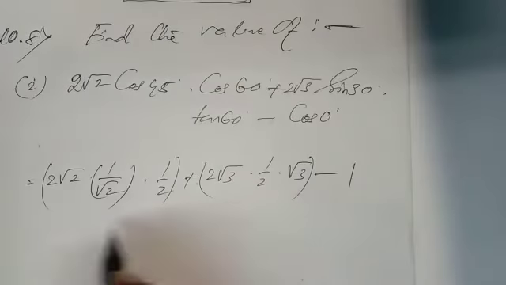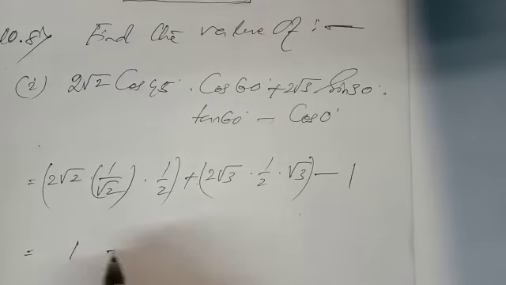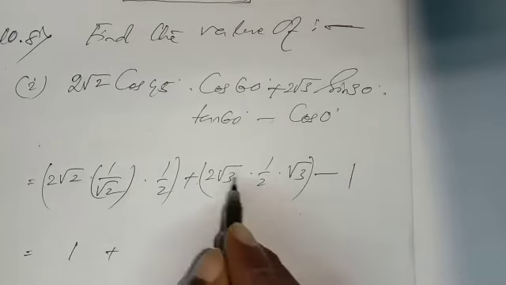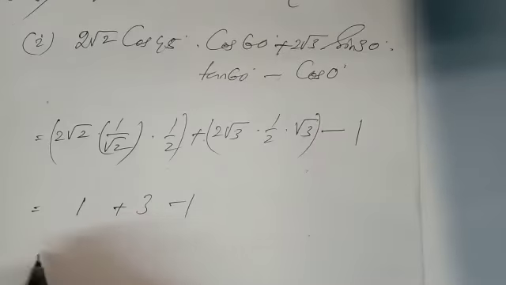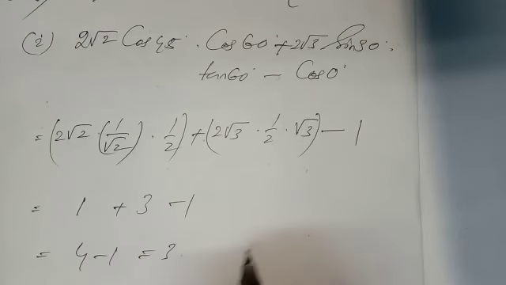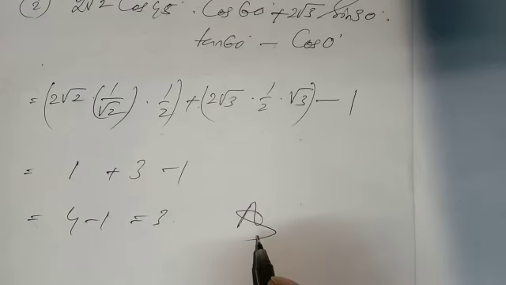Root 2 will be cancelled, 2 be cancelled, what is left? 1 left. Here 2 cancel, root 3 times root 3 is 3, now minus 1. 1 plus 3 is how much? 4. 4 minus 1 equals 3. So what is the answer? Question number 8, first part, answer is 3.